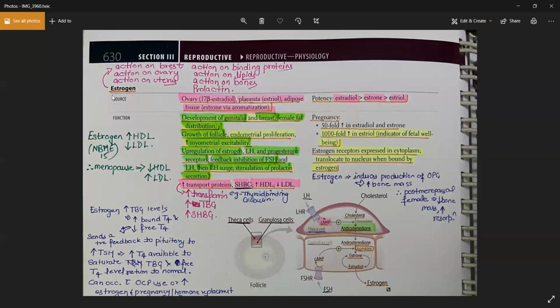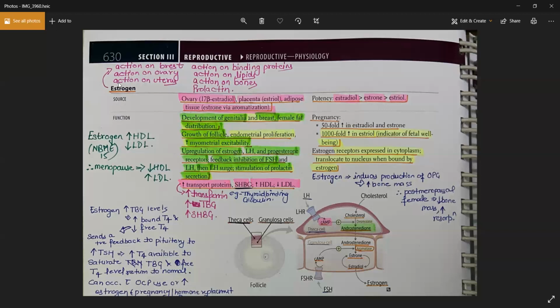So whenever you have a menopause, in a very old patient, they can have a low level of HDL and a high level of LDL. Is that okay? Okay. So that's about the function of estrogen.